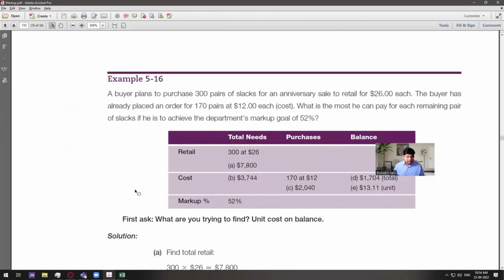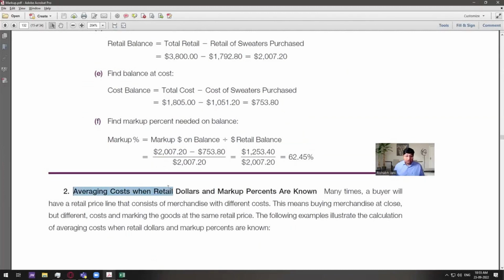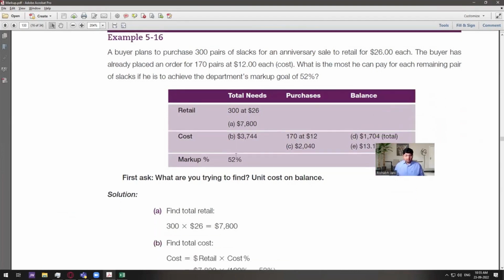So let's start. Our next one covers averaging cost when retail dollars and markup percentages are known. Many times a buyer will have a retail price line that consists of merchandise with different costs, and you want to be able to average those costs. So let's look at this example.